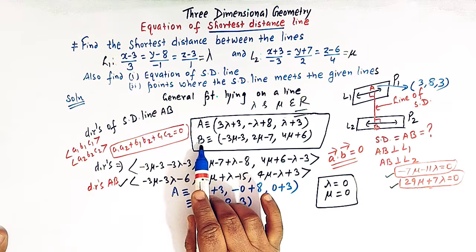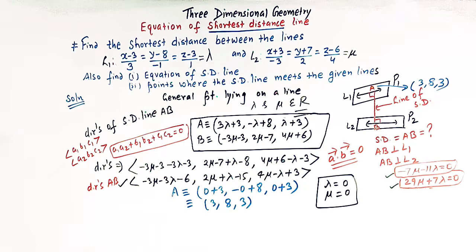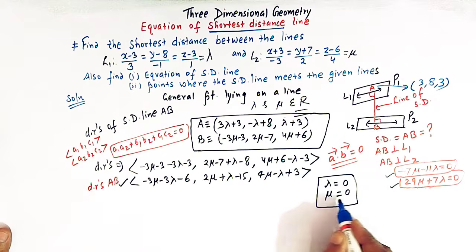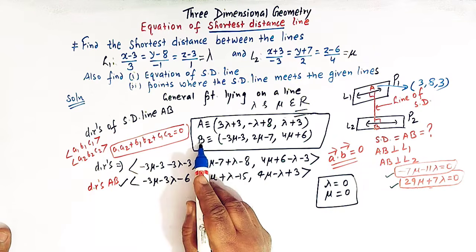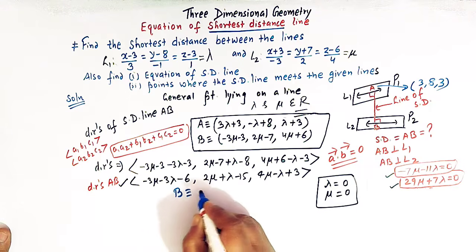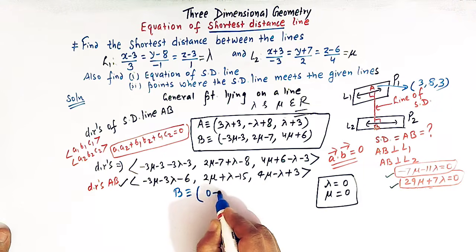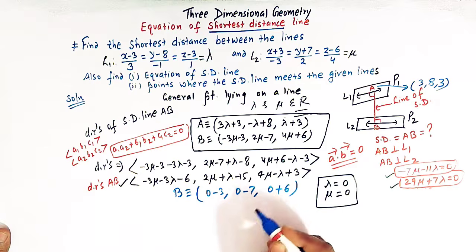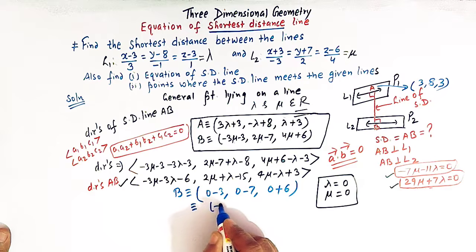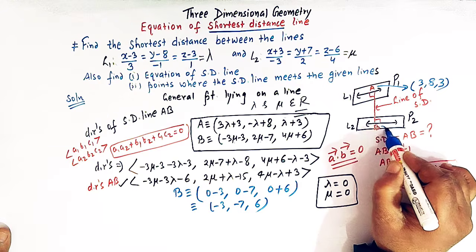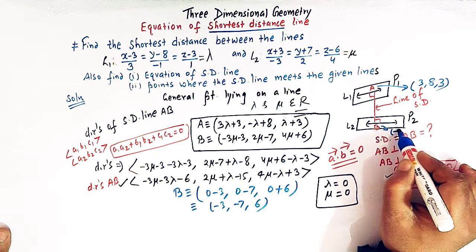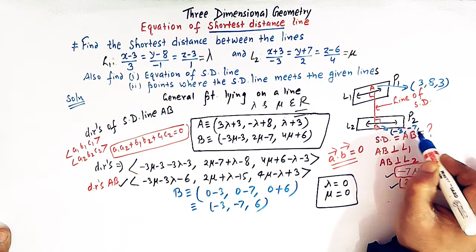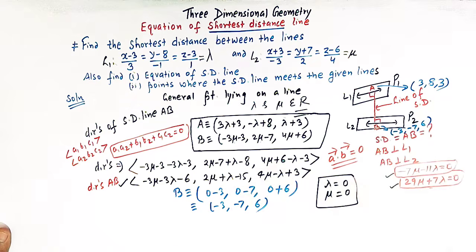Let us find out the coordinates of the point B. So taking mu equal to 0 in this coordinate, we have the coordinates of B as 0 minus 3, then 0 minus 7, then 0 plus 6, right? So here we take the value of mu as 0. So this is minus 3, minus 7, and 6. So the coordinates of this point B are minus 3, minus 7, and 6, right?